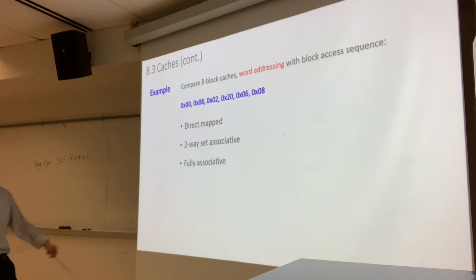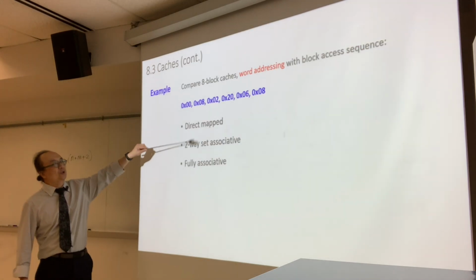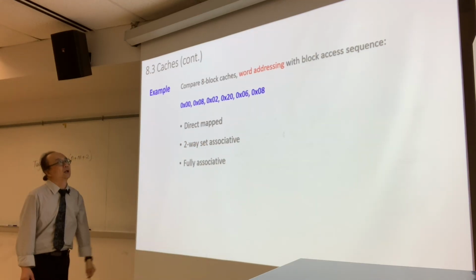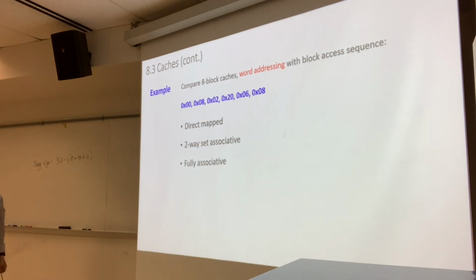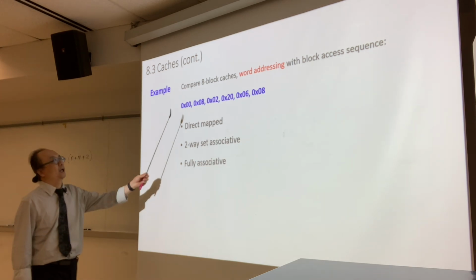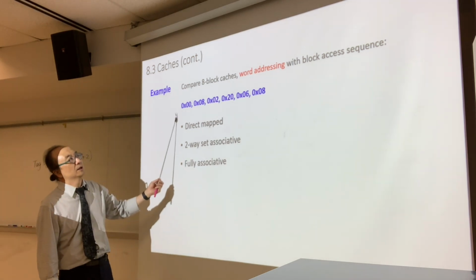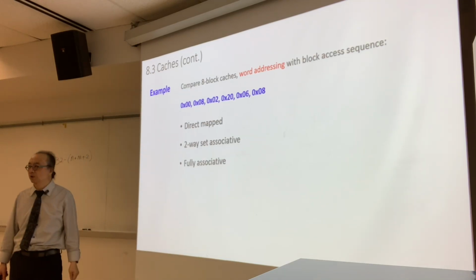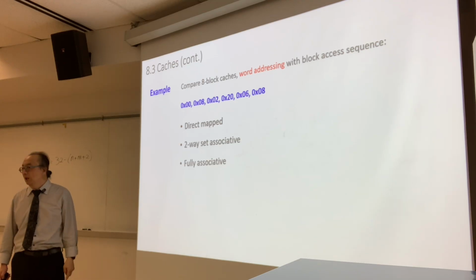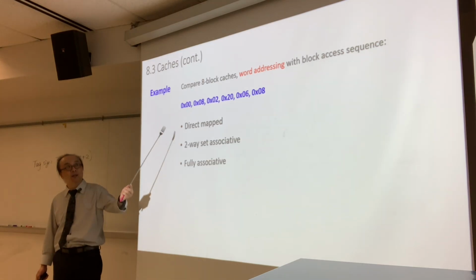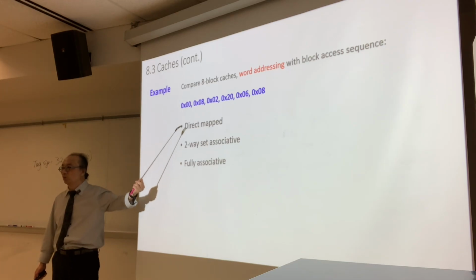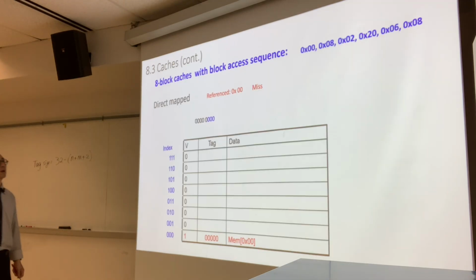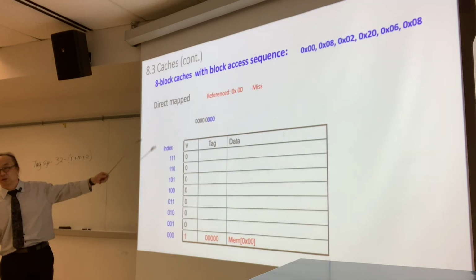We good? Now we're going to go through these 3 different ones, but this time we're going to use word addressing. 8-block cache, and word addressing. I'm going to go through direct map, 2-way set associative, and fully associative. And one-way set associative is actually a direct map. In other words, it is a direct map. Let's take a look at this. Okay, so let's go through that.